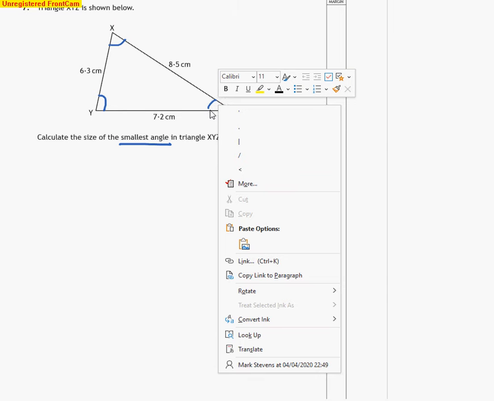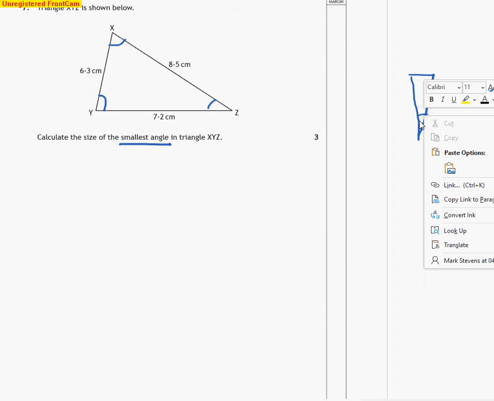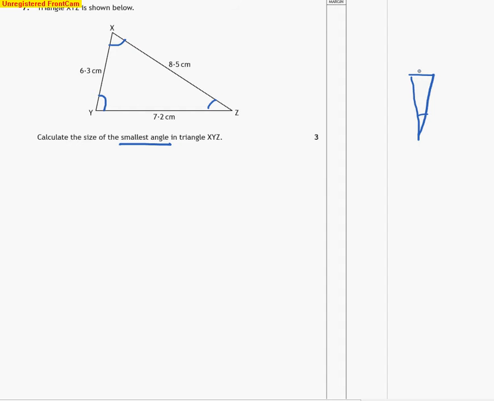Well, the smallest angle is always going to be opposite the shortest side. It just makes sense if you think about it. Say this is a triangle here, not a very good triangle, but say it's a triangle. This is the smallest angle, and we would agree this is the smallest side. As the angle gets bigger, the side opposite it gets bigger and bigger.